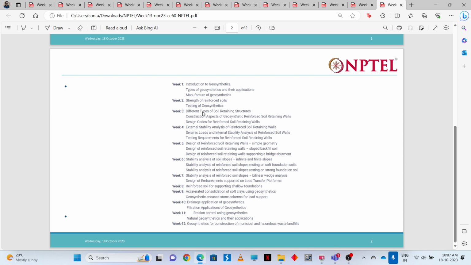Then stone columns we saw, how to determine the load capacity using the IS code, how we can calculate the load carrying capacity, all these things we saw. Then erosion control, drainage, filtration, all these things, how we can design this, how to calculate the factor of safety.